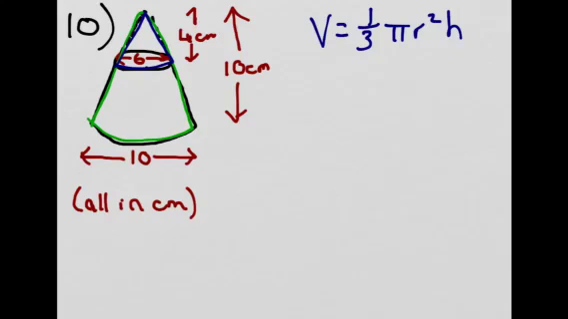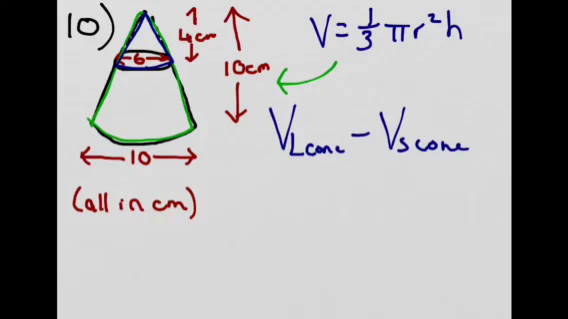To work out the volume of this shape, we need to find the volume of the large cone and subtract the volume of the small cone. All the information you need is in the diagram. V stands for volume, R stands for radius, and H is the height. So you can get all that information from the diagram on the left hand side. Hope these hints have helped, and good luck with your homework.